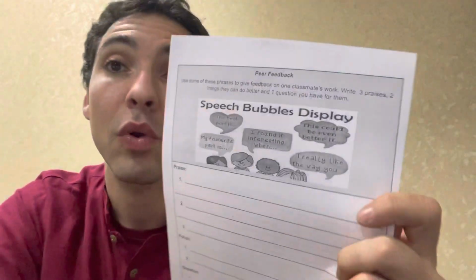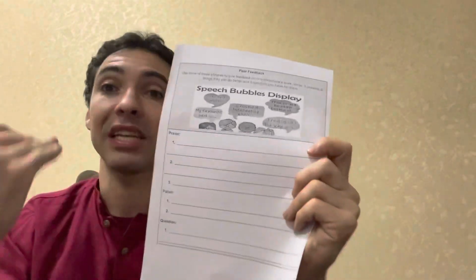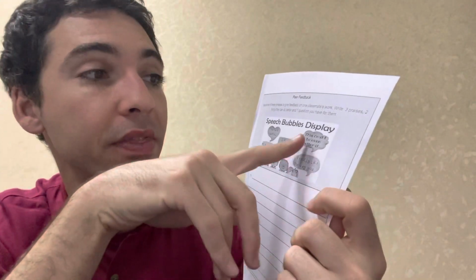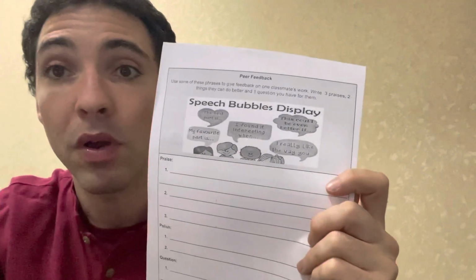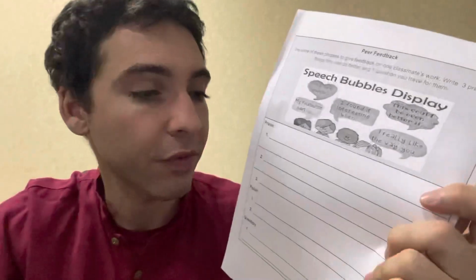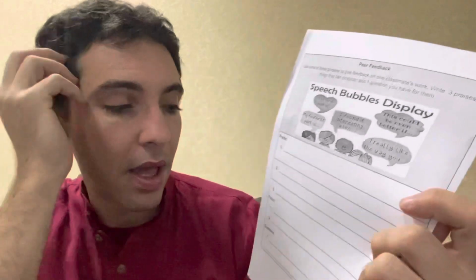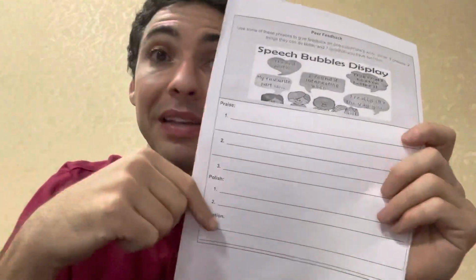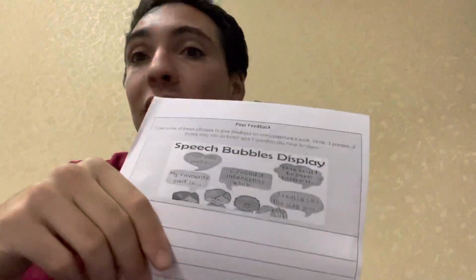And you can also give something called polishes, which are basically things they can do better. A phrase you can use for that: "this could be even better if," or "maybe next time you can try to." Those phrases help us to give each other feedback. Well, I like how you wrote this, but maybe you need more examples. And finally, a question that someone has about someone else's work. So this is the final third way of doing it, a feedback approach in the classroom.